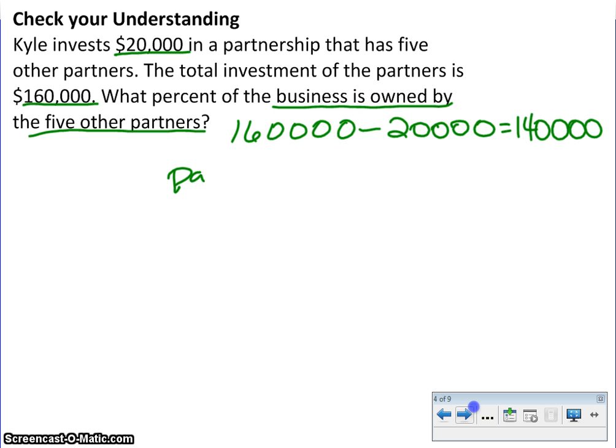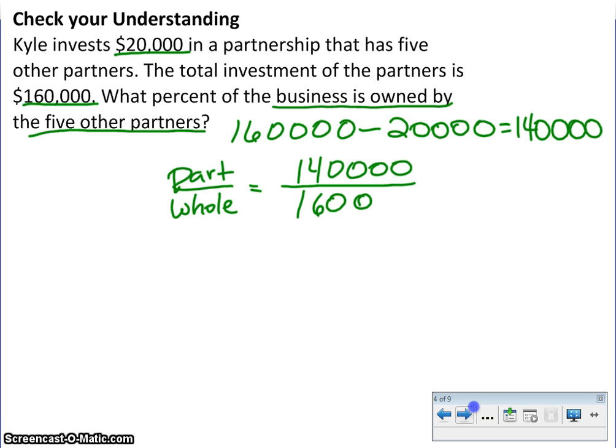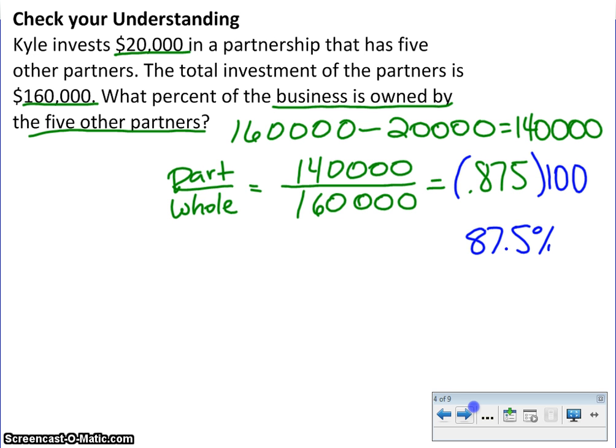Again, I'm looking at the part over the whole. So the part here is the portion that the 5 business owners own, taking Kyle out. That's the $140,000 that we just calculated. The whole investment is $160,000. When I divide there, I end up with 0.875. Again, if I multiply that by 100 or move the decimal over twice, the rest of the partners own 87.5% of this business.